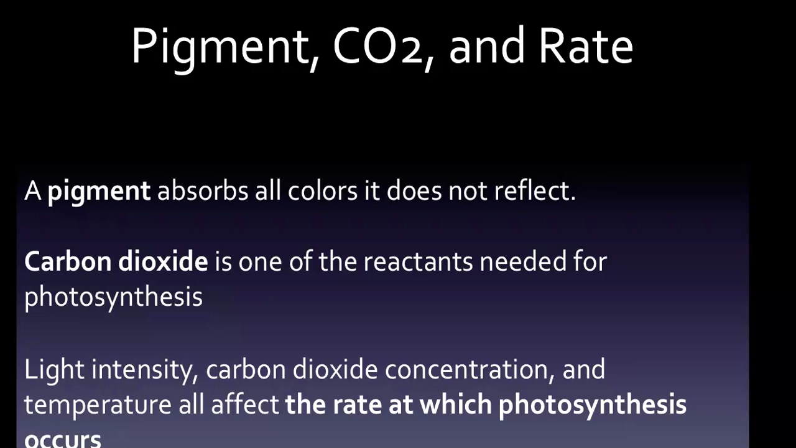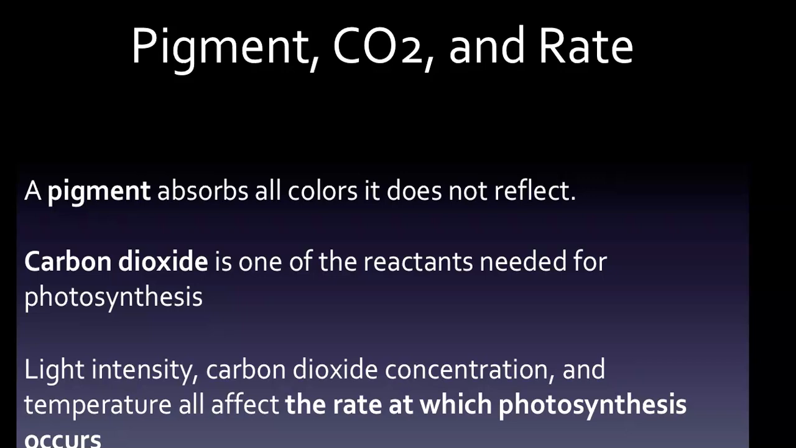Okay, and carbon dioxide is one of the reactants needed for photosynthesis. It is not one of the products because it has to bind with RUBP in order for the Calvin cycle to function and to create sugar and oxygen. And we'll get to the Calvin cycle here in a minute.